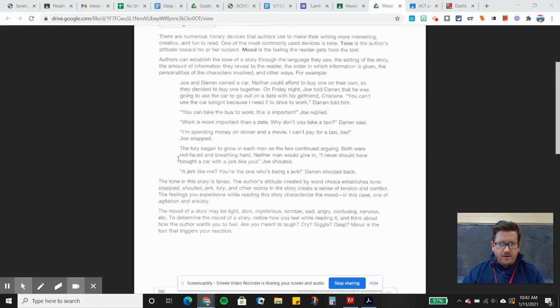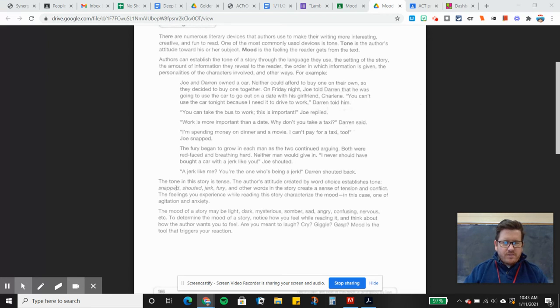Now look down here. I want to point out these examples that they give. This is an interaction between two characters, a brief story here, and they talk about how the tone of the story is tense. And this is what I mean about word choice. So you have words like snapped, shouted, jerk, fury. These words create a sense of tension. They create a tone that is tense.